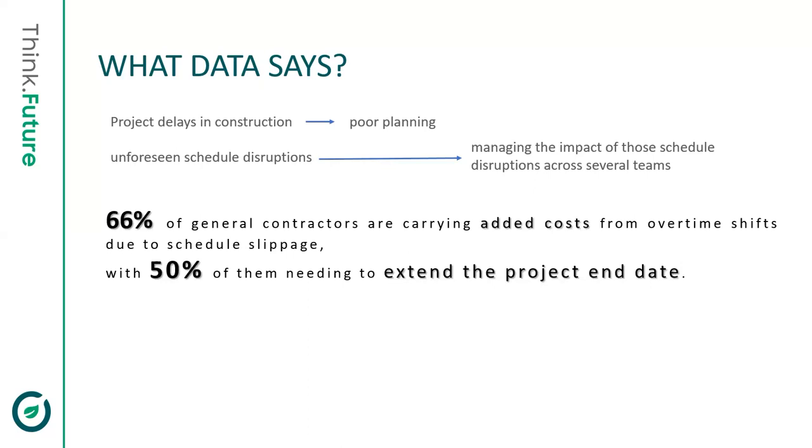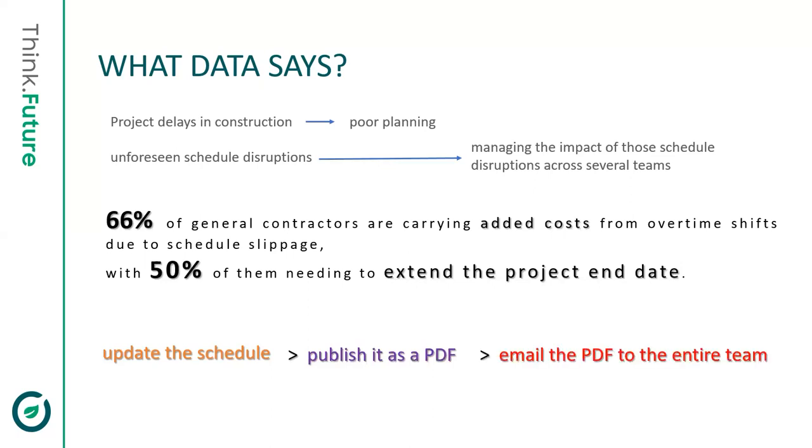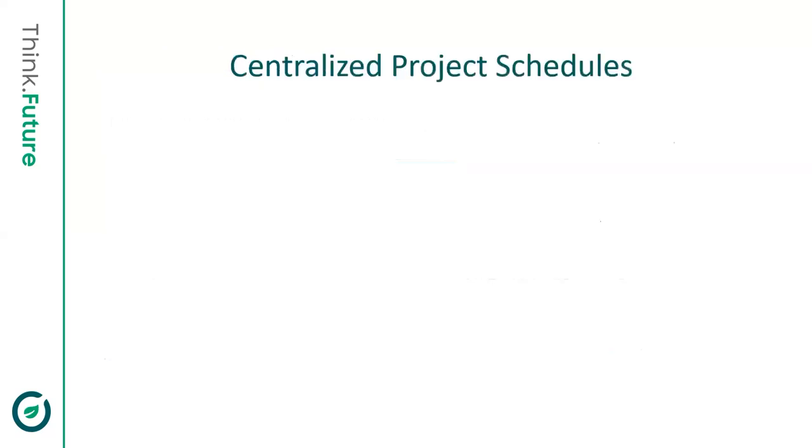And even 50% of them need to extend the project end date. We are exceeding the project end date because of these schedule disruptions. So what you must be currently practicing is updating the schedule changes according to the disruption. Then you are publishing it as a PDF, and then you are emailing this PDF to your entire team, right? So this is a very extensive process which is currently practiced by the industry.